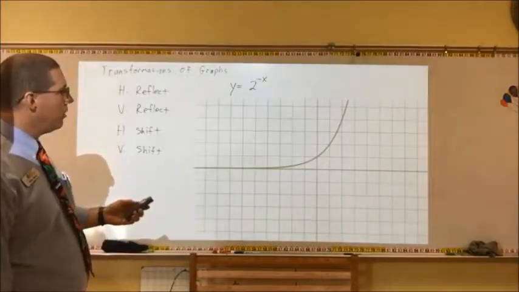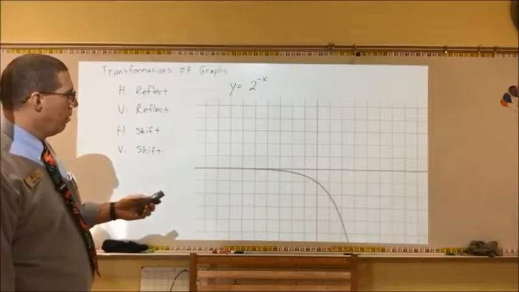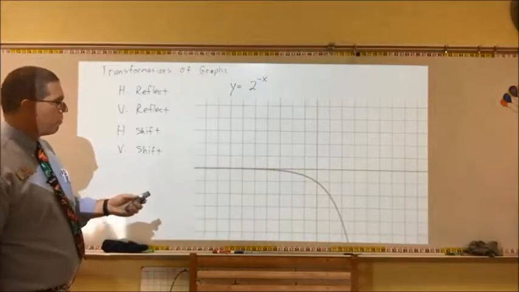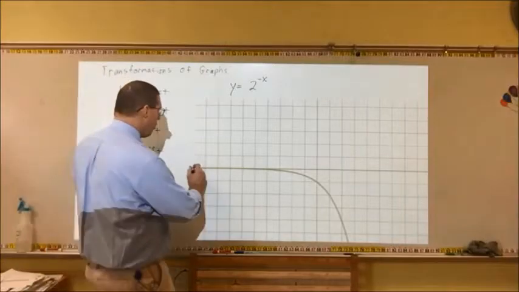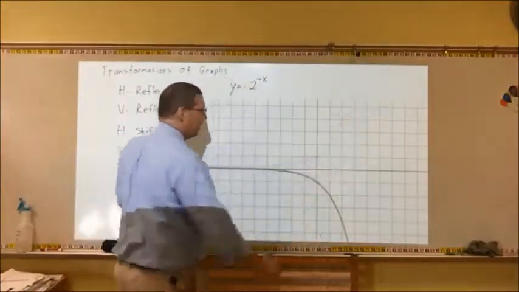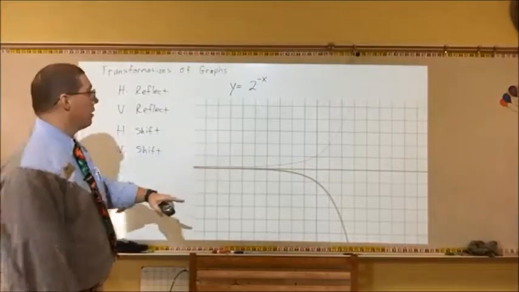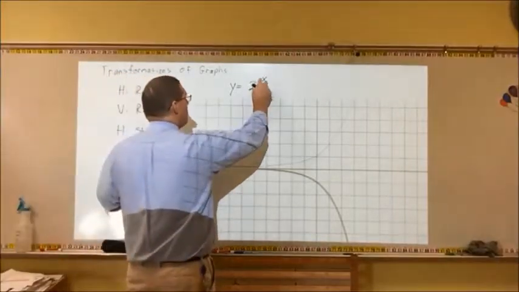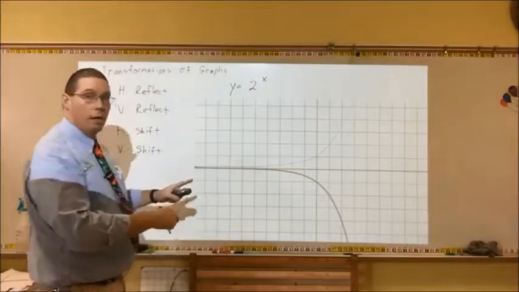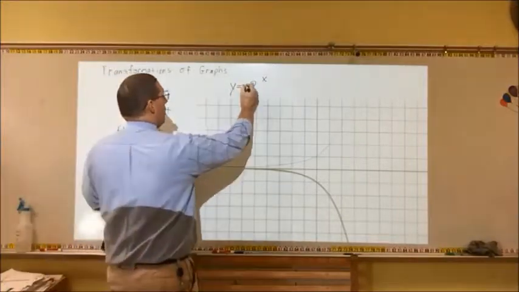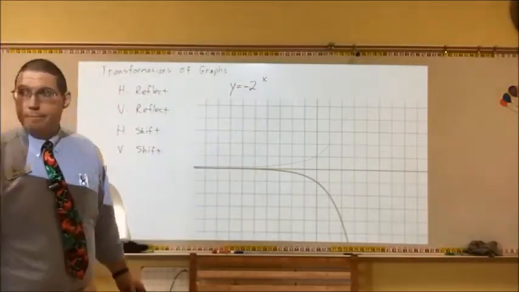Now, look at the next one. What about that? Yeah, it's a vertical reflection. The original looked like this, correct? And now what happened? It flipped vertically, right? When that happens, when you get a vertical reflection, you put the negative on the base, like that.